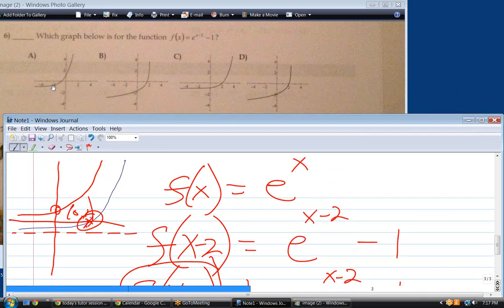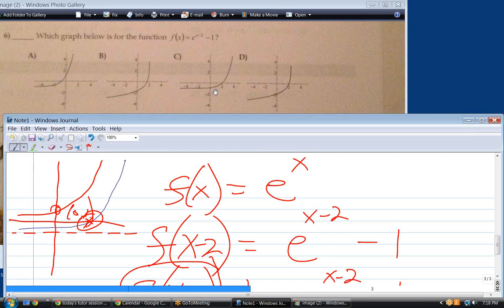This one has been moved down by 1. This one has been moved down by a lot more than 1, merely because you can see there's a point here that's below 2. So it looks like these two maybe had their asymptotes moved down by 3, this one and this one. This one has been moved down by 1, but has been shifted to the left, not the right.